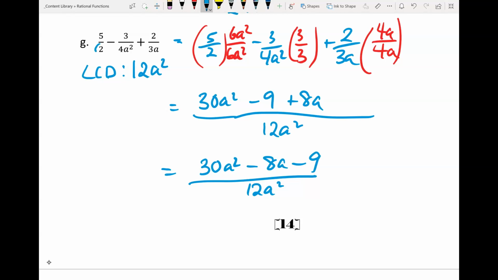because we can multiply 2 by 6 to get 12. We can multiply 4 by 3 to get 12. We can multiply 3 by 4 to get 12. Then after that, again, in order to get our LCD, I figured out which I need to multiply by in order to get that LCD. So the first one I multiplied by 6a squared. The next rational I multiplied by just 3. And then finally the last rational I multiplied by 4a. Your final answer should be 30a squared minus 8a minus 9 over 12a squared.